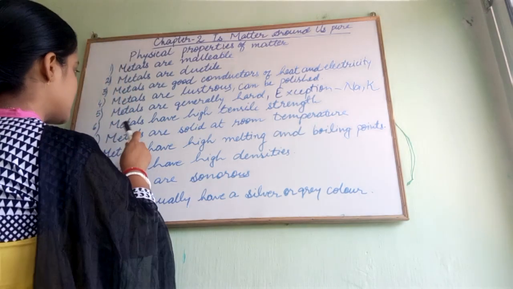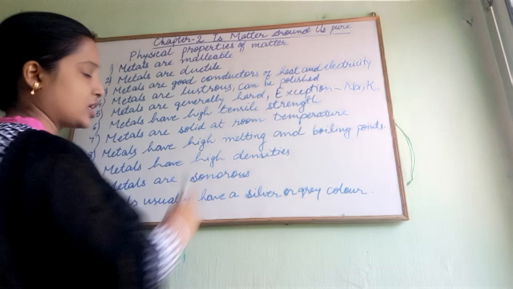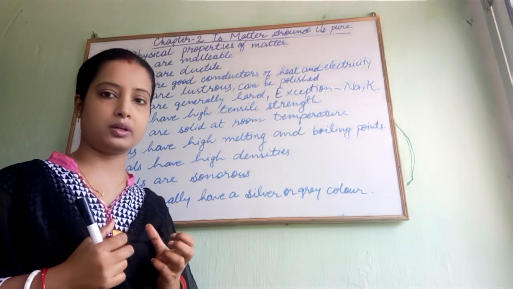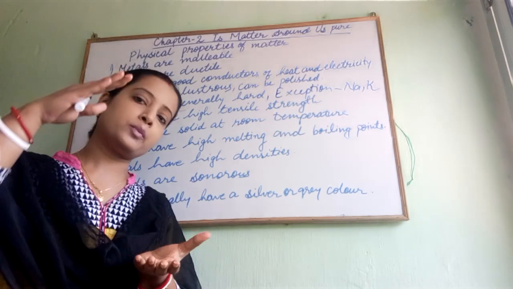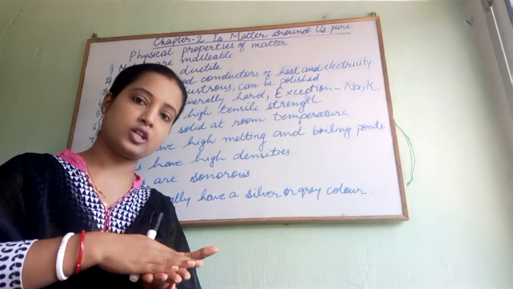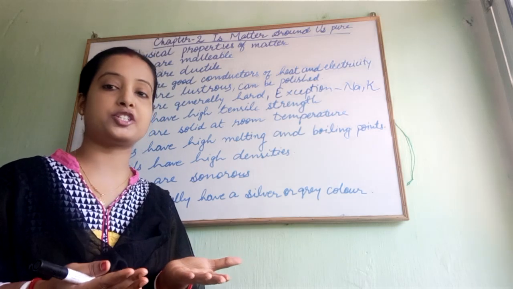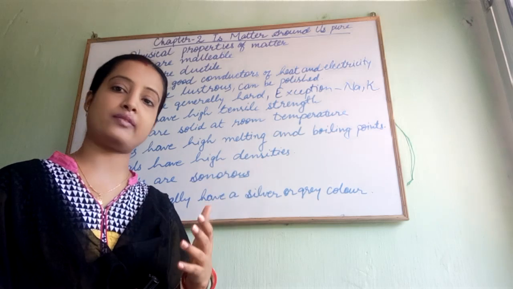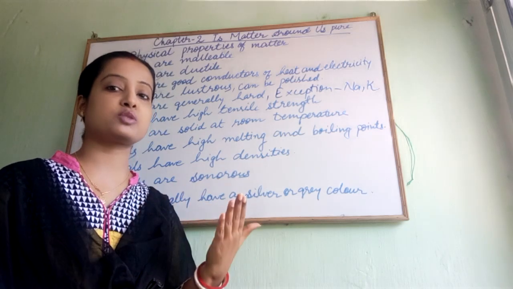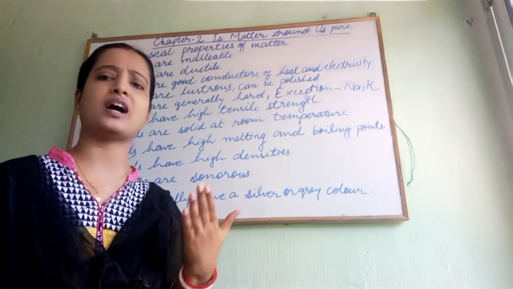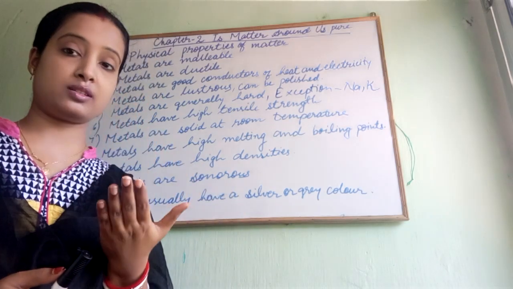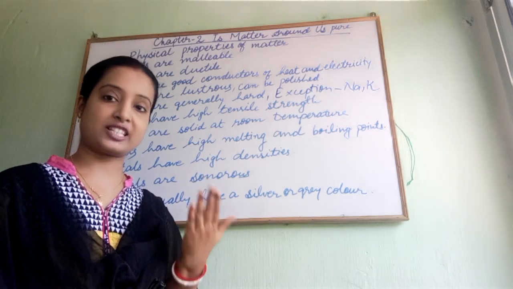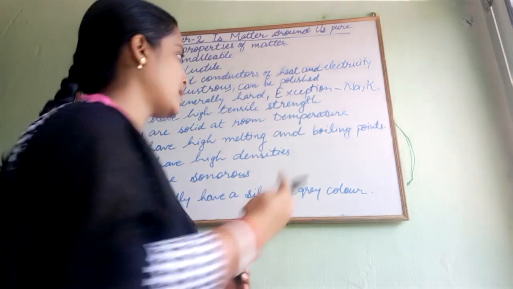Now comes the sixth property, metals have high tensile strength. High tensile strength means metals are very strong. They can bear heavy loads. If you put a heavy load on them, they have the ability to bear it. That is the quality of having high tensile strength. Iron, osmium, gold, silver, these all have high tensile strength. That's why iron is used in making buildings, bridges, and all these things. But the exception is there, like sodium and potassium.